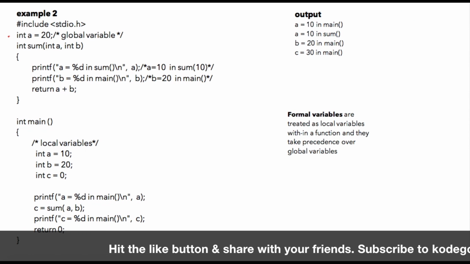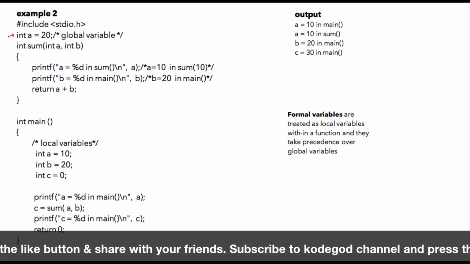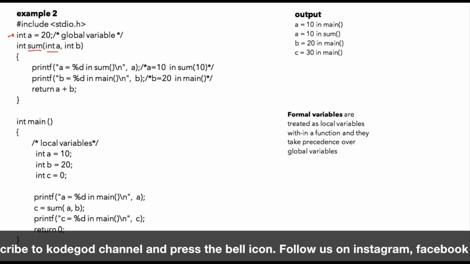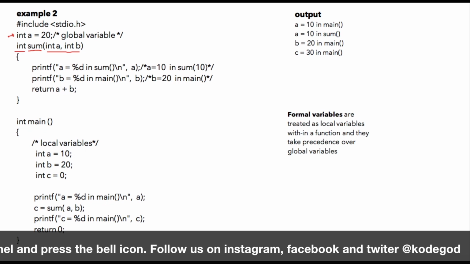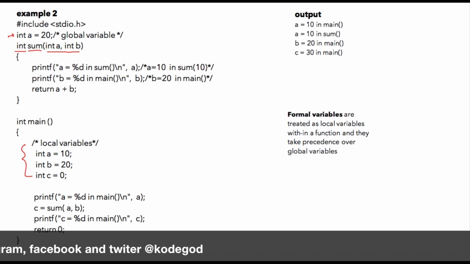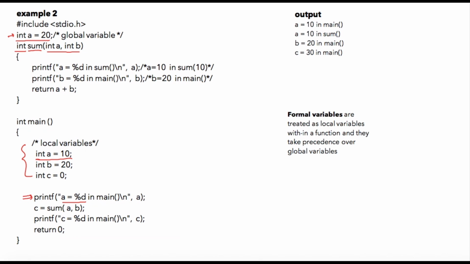I am declaring a global variable a equal to 20. Then I am defining a user defined function sum, to which I am passing two integers, and it will return me an integer. Then inside of main, I am declaring these three local variables. Notice I have a equal to 10 over here, and we also have a equal to 20 as a global variable. So for this statement, when we print value of a, it will print 10 and not 20. Why? Because local variables are always given higher precedence over global variables.